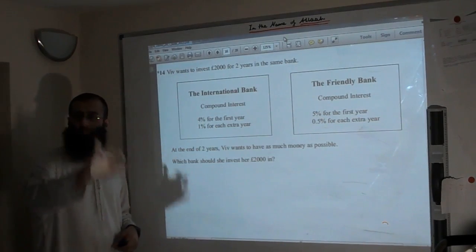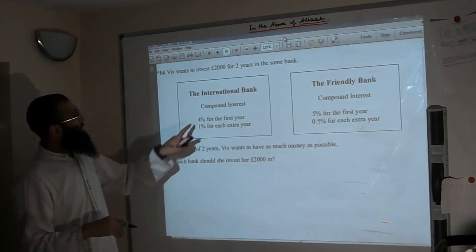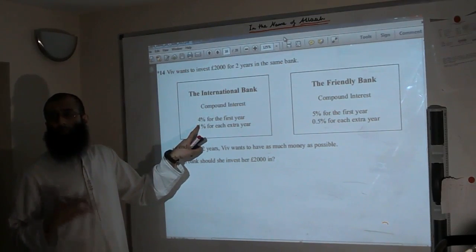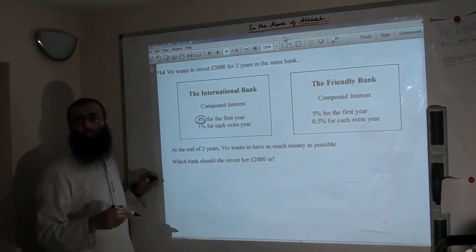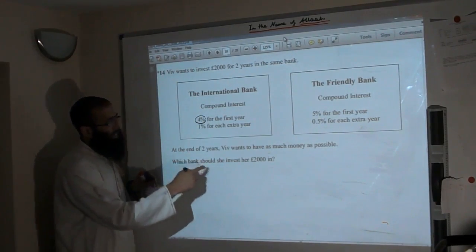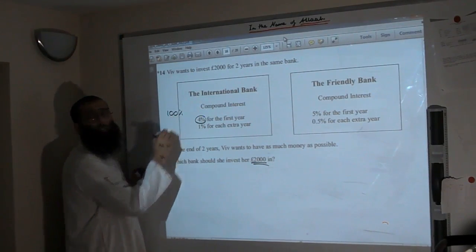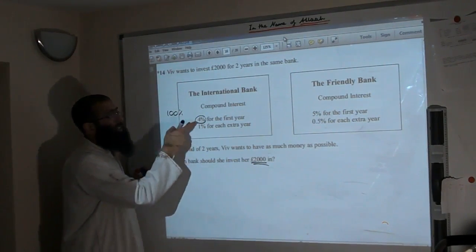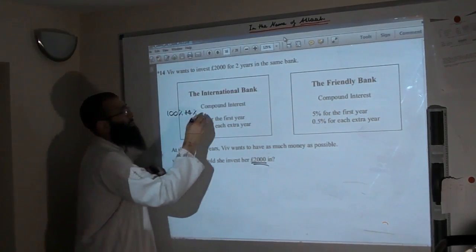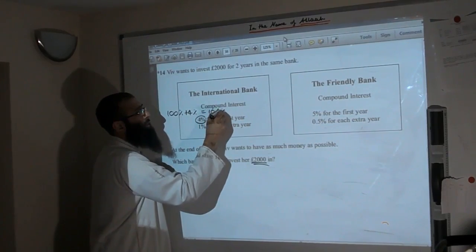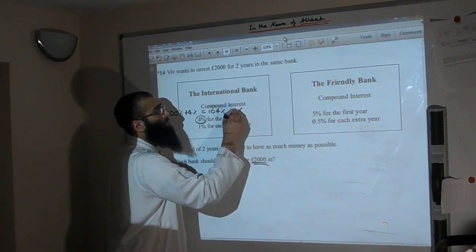Compound interest means that they add interest onto the previous value. So you're not just looking at the same value each year. So now let's convert these into multipliers. Okay. Now, it gives you 4% interest for the first year. As we said before, the original value, we rate that at what percent? 100%. And then we can increase it by 4%. So 100 add 4 is? 104. 104%. 104% quickly as a decimal is equal to?